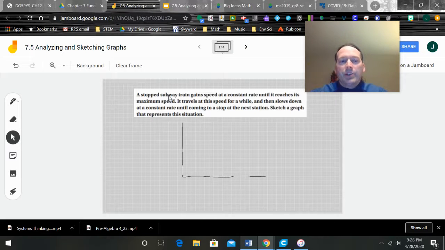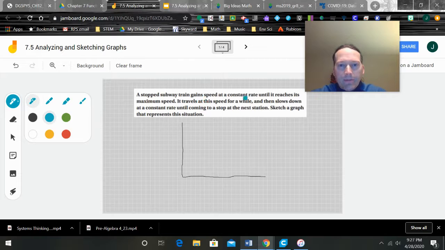A subway train gains speed at a constant rate until it reaches its maximum speed. It travels at this rate for a while and then slows down at a constant rate of speed. So the key things that we want to see are constant. When you see a constant rate, that means it's linear. Then it reaches its maximum speed, so that's where there's going to be no change. It then travels at this speed a while and then slows down at a constant rate. So again, that's going to be linear, coming to a stop at the next station. Sketch a graph that represents the situation.